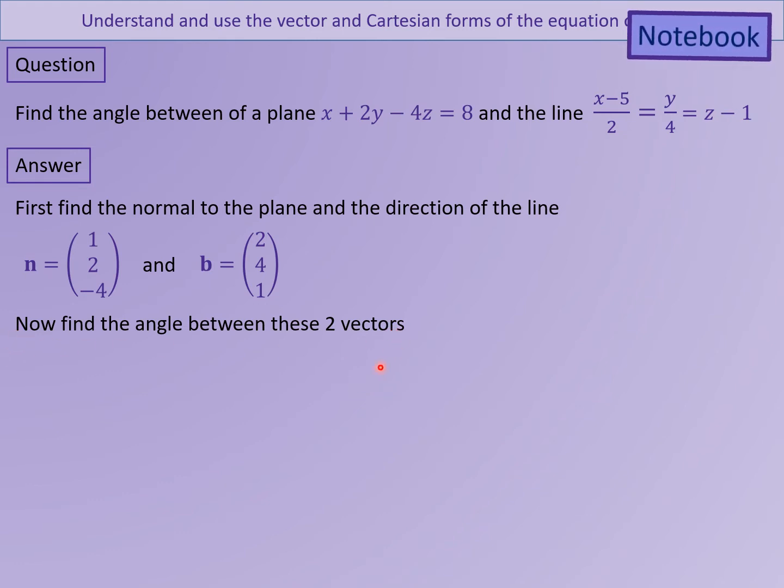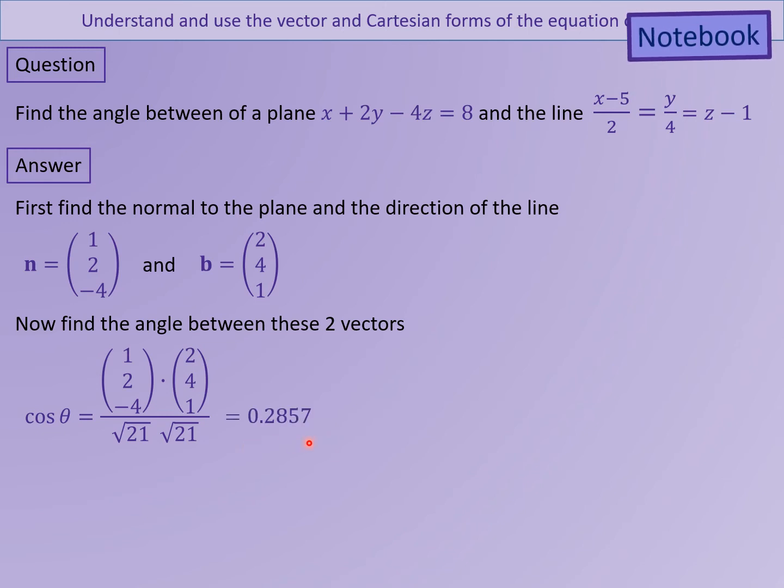Now find the angle between the two vectors. If I find the angle between those two, I can use my dot product formula again. Notice I've rearranged it already. So the dot product equals mag A, mag B, cos theta, and I've rearranged it to get that. That gets me 0.2857. So therefore my angle is about 73.4 degrees.